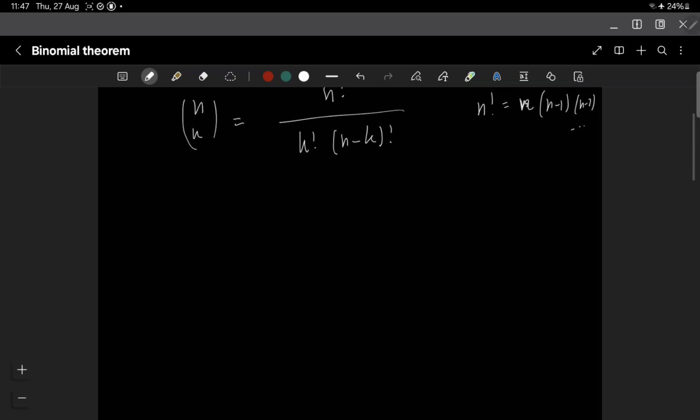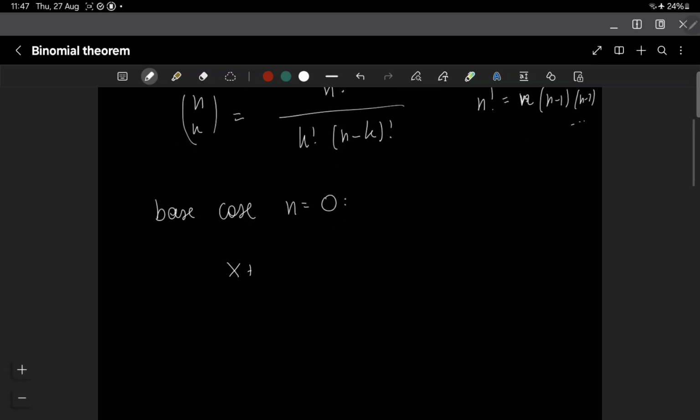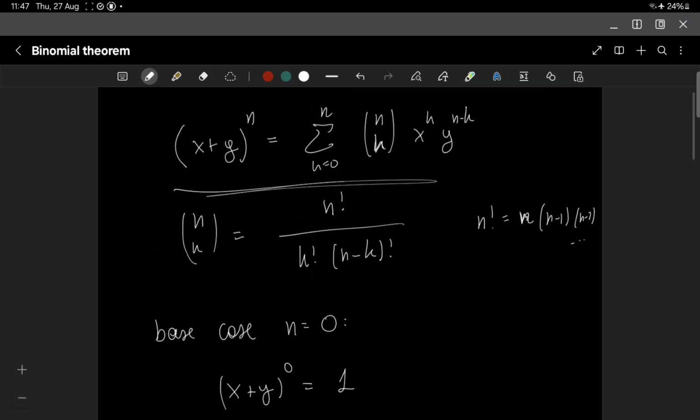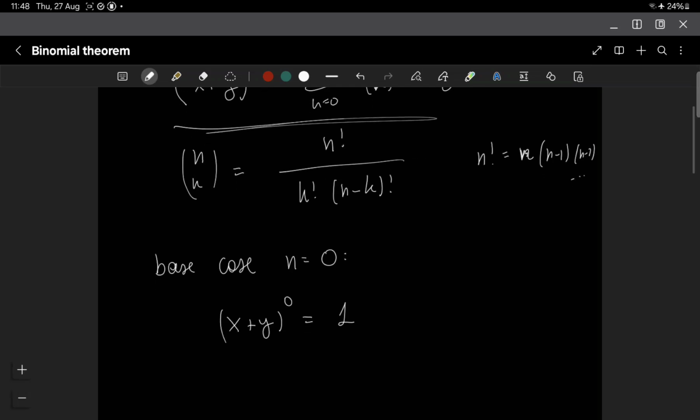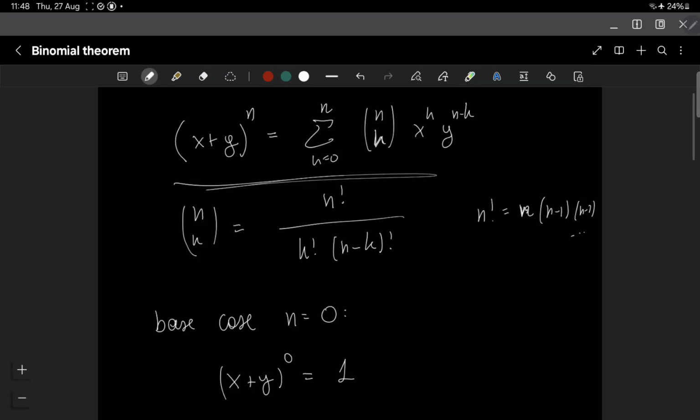By induction, first we have to prove the base case. So our base case is for n equals 0. Let us calculate (x plus y) to the power 0. That is just 1, because any real number to the power 0 is equal to 1. There might be a few exceptions, but since x and y are real numbers, the sum is a real number, and if you exponentiate that to 0, then you get 1. Now we have to show that the right hand side is also equal to 1.